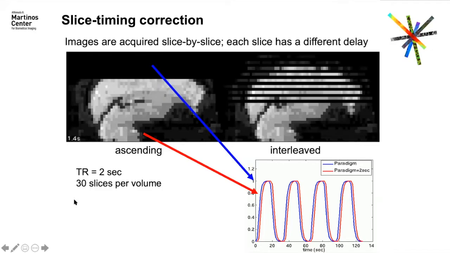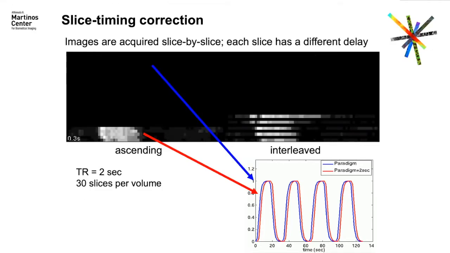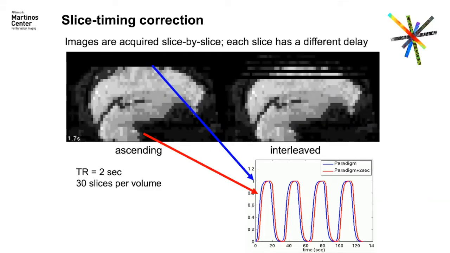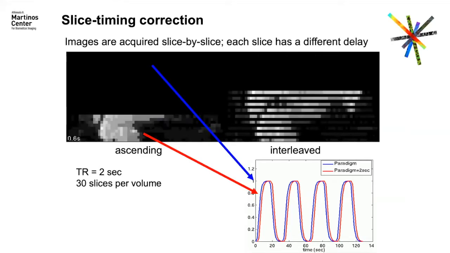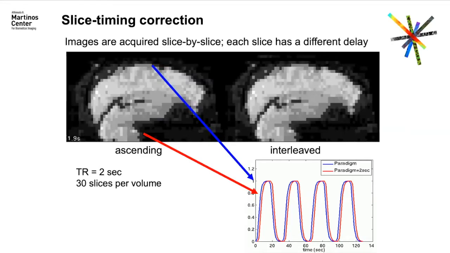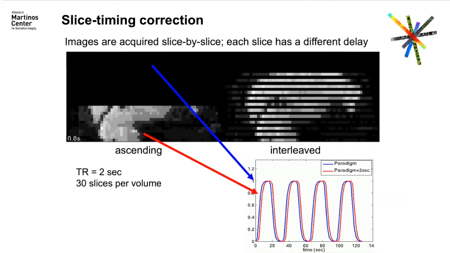Then there are also multi-band approaches, so you can, for example, take slices simultaneously from several separate locations of the brain, and then that shortens your TR.